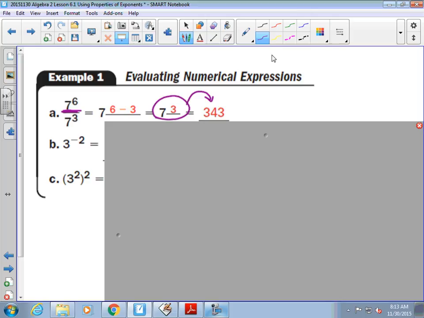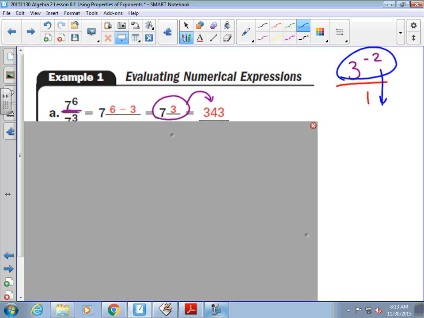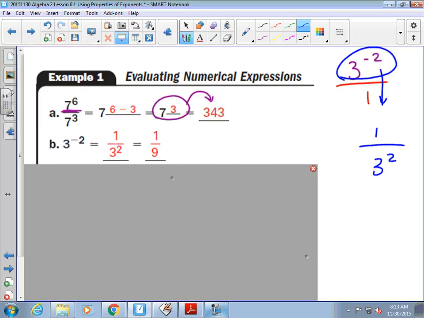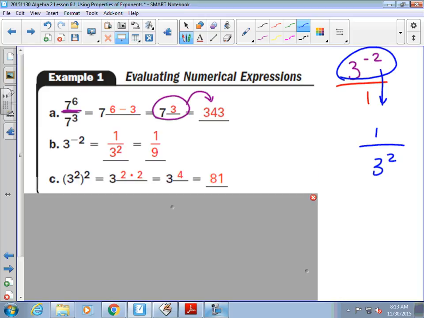B says 3 to the negative 2 power. Remember, anytime something is raised to a negative exponent, everything is over 1. It's got to ride the elevator. When it rides the elevator, this is what goes down since it is being raised to a negative exponent. So since that goes down, it's going to be 1 at the top over 3 squared. And that's what we have here, 1 over 3 squared, which means 3 times 3, which is 9.